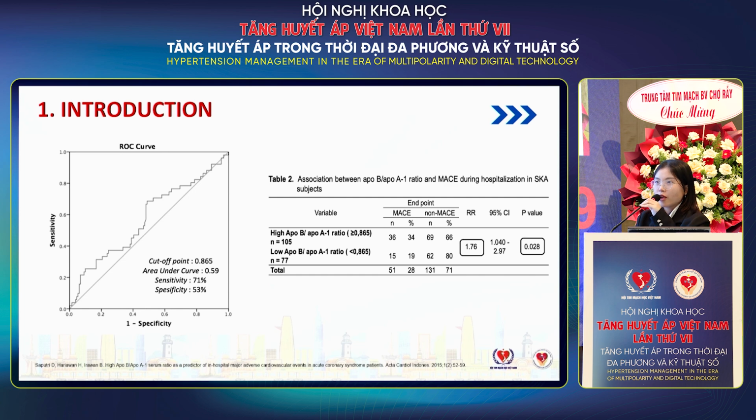And in fact, several international studies have demonstrated the high prognostic value of the ApoB to ApoA1 ratio in cardiovascular disease, especially in acute coronary syndrome. For example, a study conducted in Indonesia in 2015 has shown that a high ApoB to ApoA1 ratio is strongly associated with increased risk of in-hospital major adverse cardiovascular events in these patients.